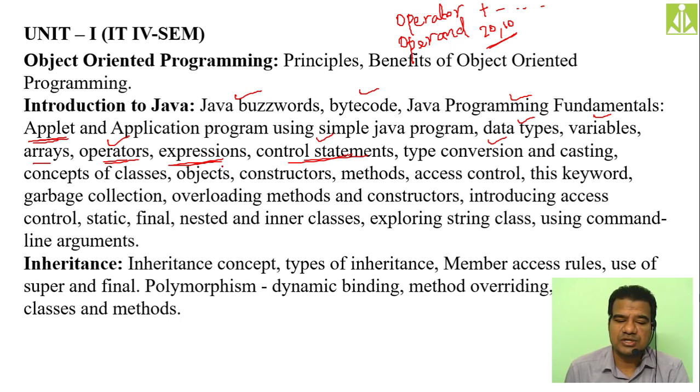So what is an expression then? Expressions are nothing but a combination of operators and operands. Expressions can be simple or complex. A simple expression has only one operator. A complex expression is one that has more than one operator.